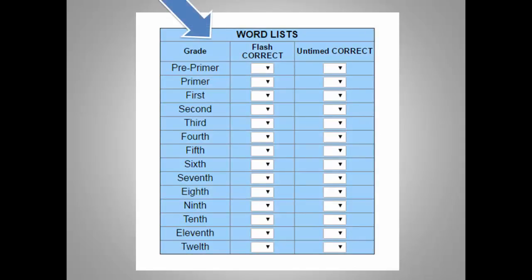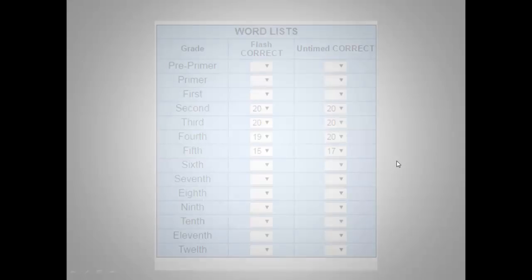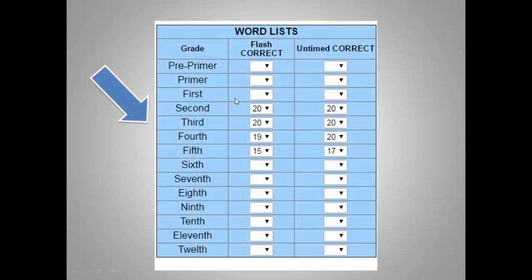All right, so after you do that, what do we do? We get to the word list. And in order to use the word list, you're going to the grade level at which you administered the flash and include that score in the drop-down menu, then instantly input the data from the untimed. So here's what we did. We had second, we had 20, third, 20, 20. Fourth, we had 19 and 20, and fifth, we had 15 and 17. So we have inputted the data from the word list, both flash and untimed.